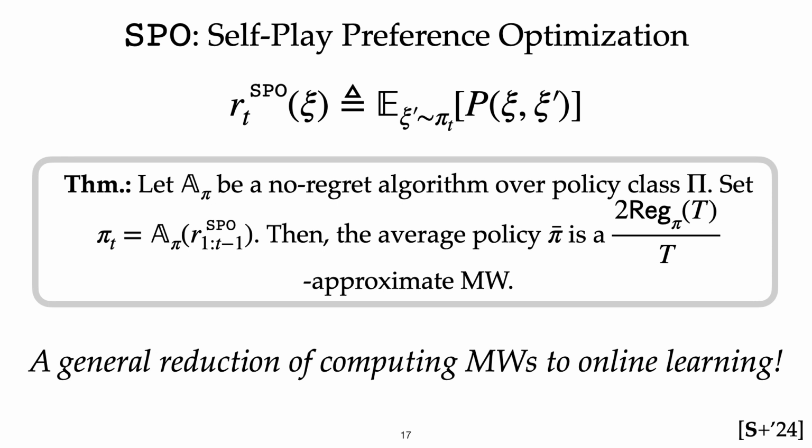Our reduction involves optimizing a sequence of reward functions, each of which sets the value of a completion to be its win rate against other completions from the policy at that iteration. We call this algorithm SPO, for self-play preference optimization.